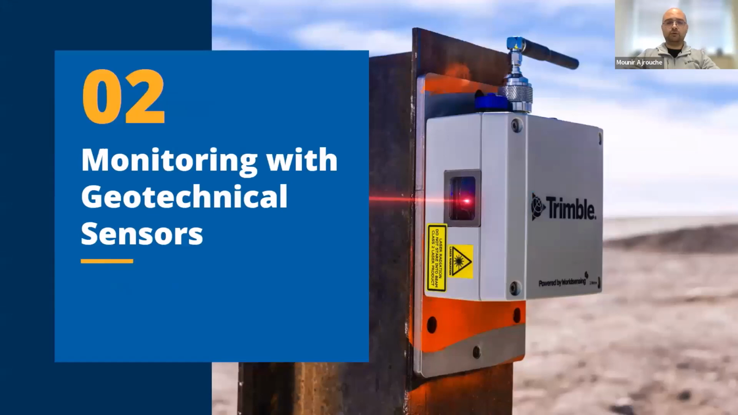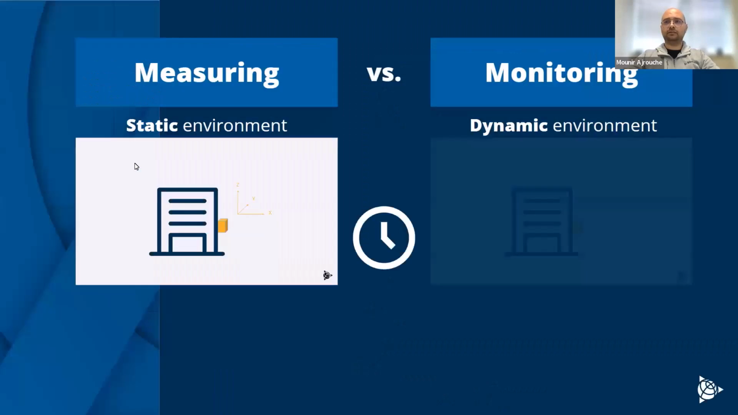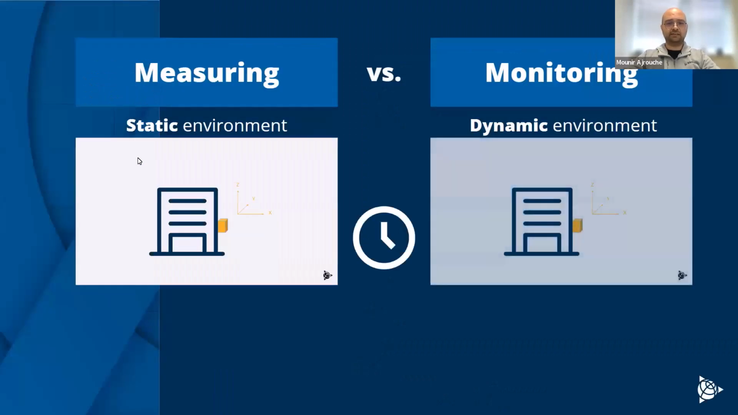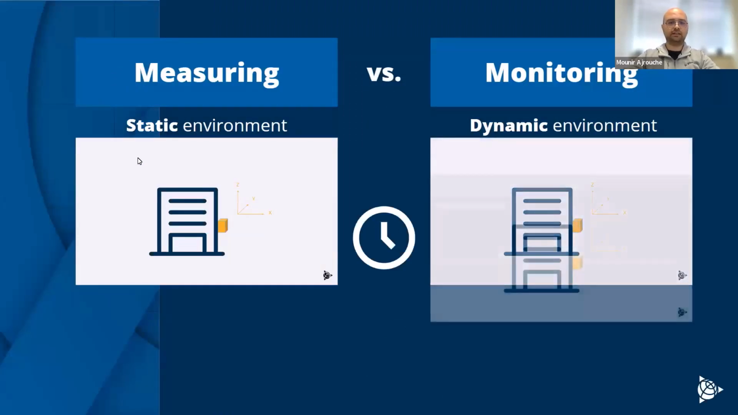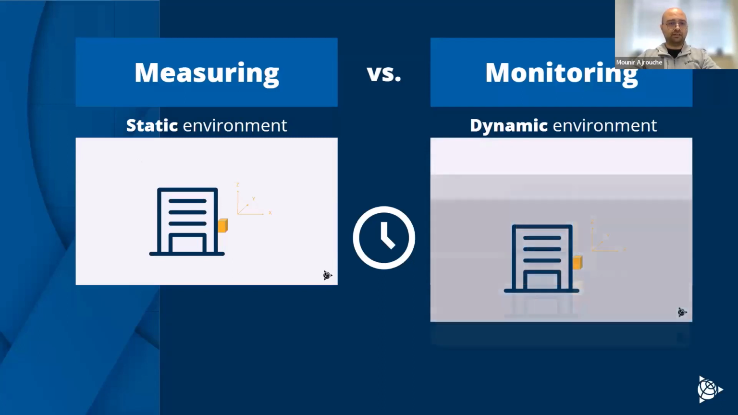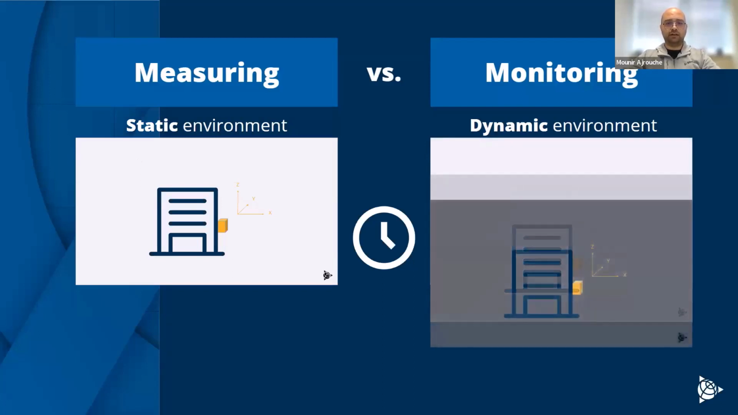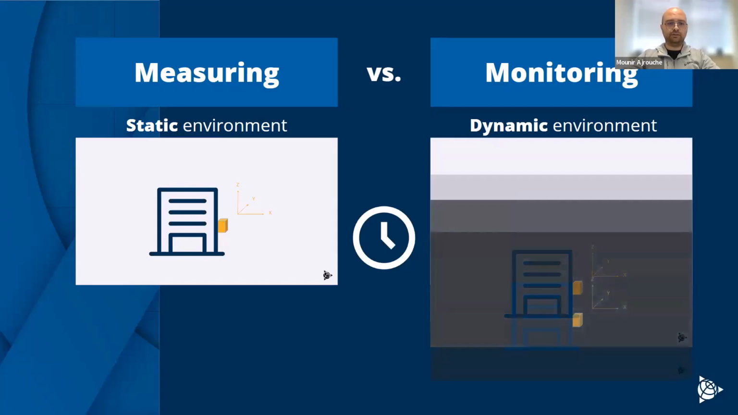Okay, so now we'll be talking about monitoring with geotechnical sensors. Basically, we have two types: measuring and monitoring. Measuring is done in a static environment where the observations are done one time. On the other hand, during monitoring, we are reading the same target for a long period of time to be sure that it's not moving.